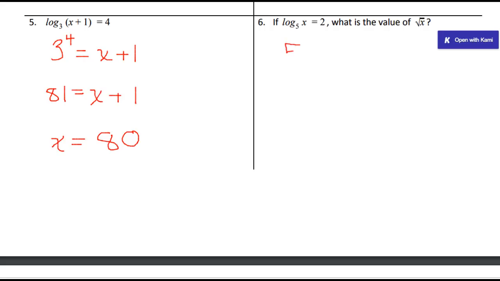What's the value of radical x? Well, first we'd want to solve for x, so we're going to go to exponential form. So 5 squared equals x, and I get 25 equals x. And then if we go back and look at what they're actually asking for in the problem, they wanted radical x. So radical 25 is equal to 5.